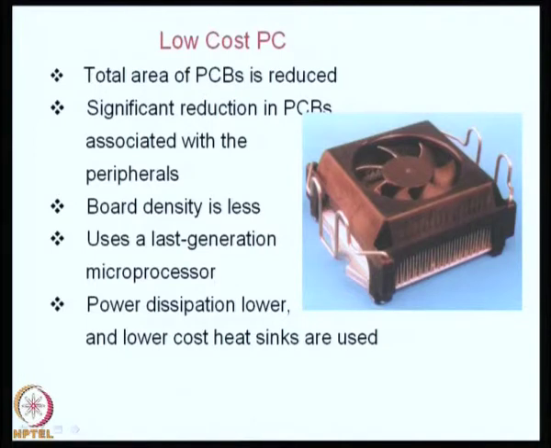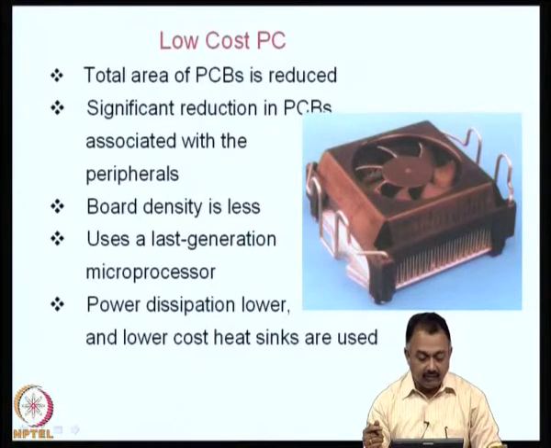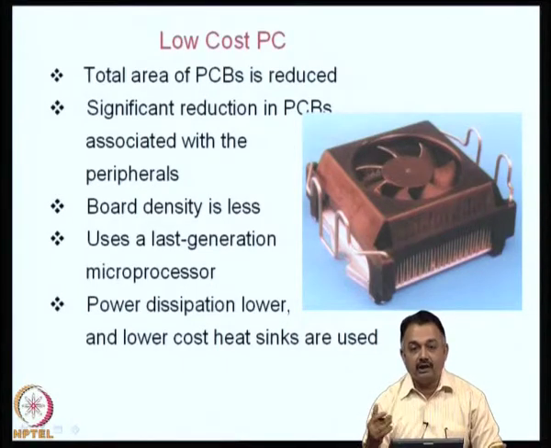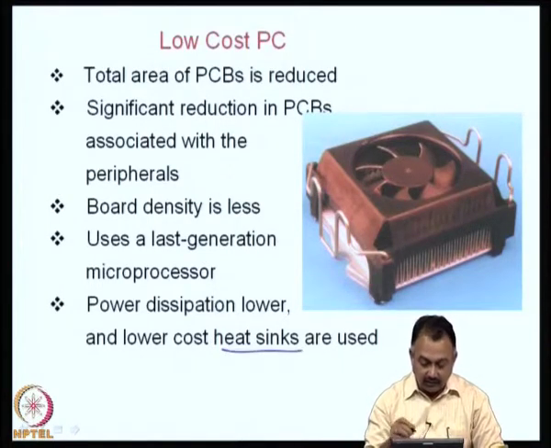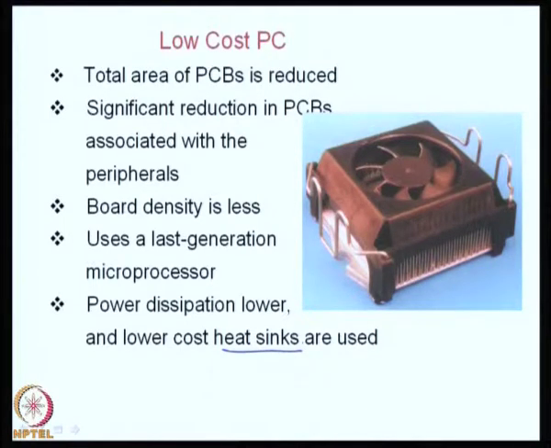In that case, the PCB area has to be reduced. There should be significant reduction in PCBs associated with the peripherals. Board density will be less. You will also always use a last generation microprocessor compared to a current processor, because you can't afford the cost to sell a low cost PC. Power dissipation again will be lower, and low cost heat sinks will be used. So, when you say low cost, everything is getting directly reflected on the choice of materials, the choice of active devices, the substrate material, the thickness of the substrate and so on.